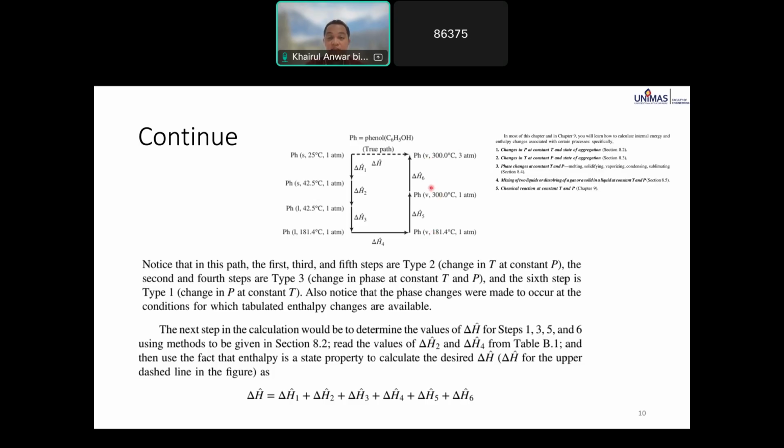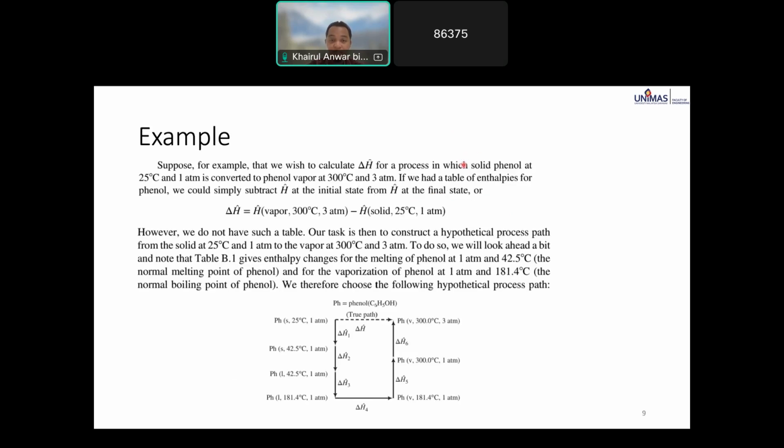So next, once you determine the delta H5, phenol is now a vapor at 300 degrees C, 180 M. Since this is not yet the target, the target is 380 M, you need to provide another pathway here, which is phenol vapor 10 degrees C at 380 M.